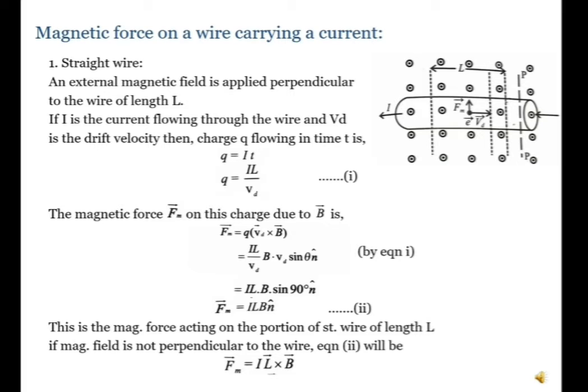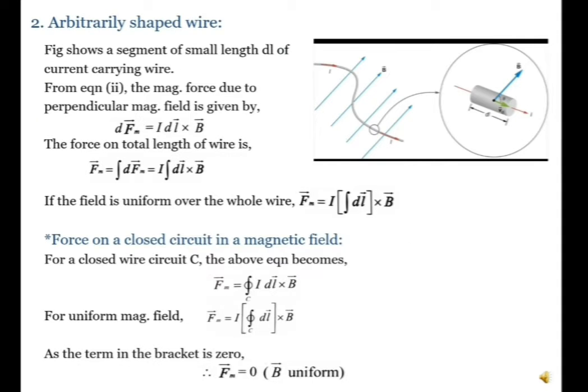If the field is not perpendicular to the wire, then the above equation takes the form Fm bar equal to I into L bar cross B bar. Let us consider the magnetic force for a different shape. Consider an arbitrarily shaped wire. Then this equation can be extended to a wire of arbitrary shape.